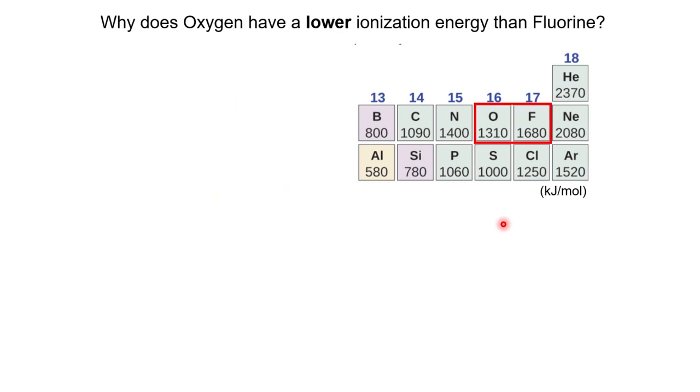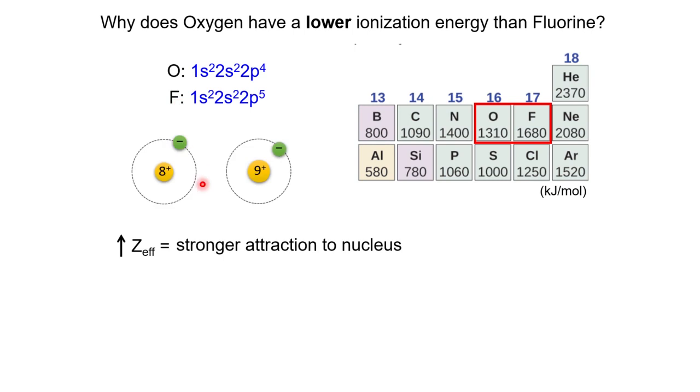So what about fluorine and oxygen? Let's compare these guys. So we have our electron configuration here: 1s2, 2s2, and then we have 2p4, 2p5. So they have the same shielding, but fluorine has an extra proton in the nucleus. So the Z effective would be greater for fluorine.